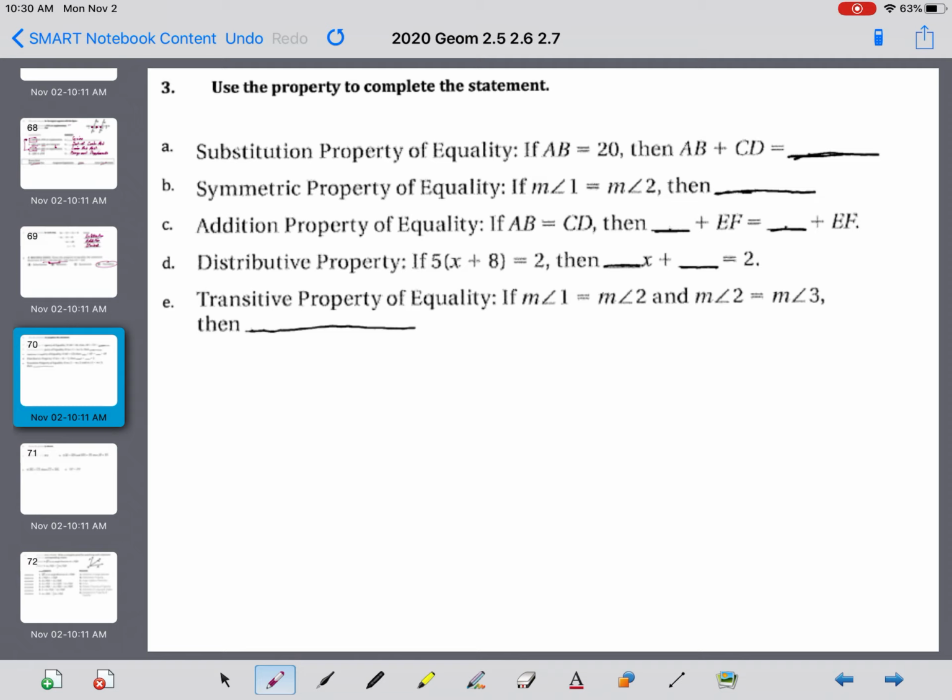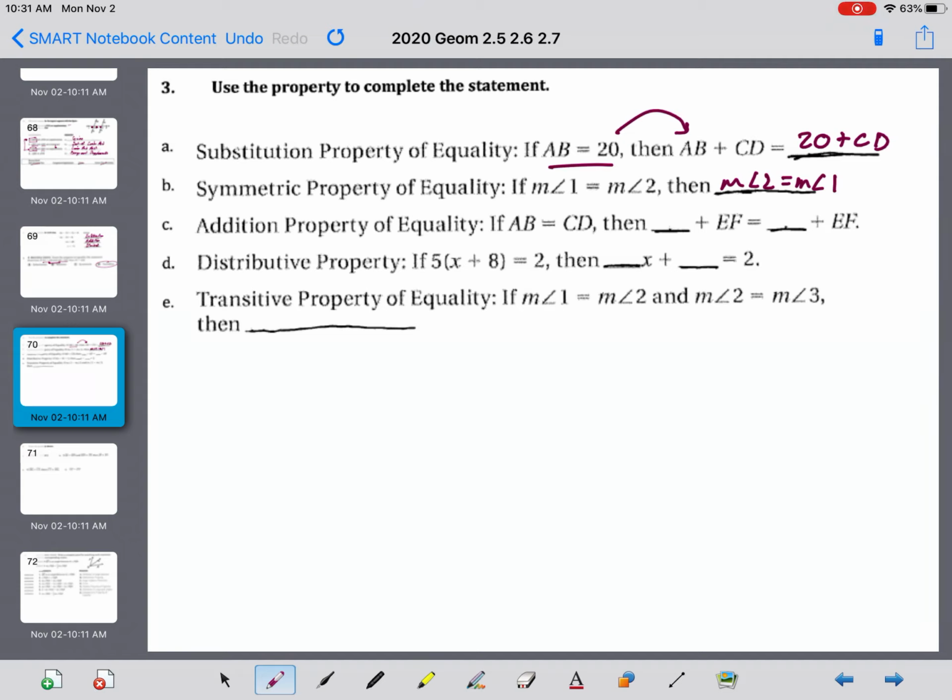Looking at 3, A, B, C, D, E. Substitution property says I can sub something in. If AB is equal to 20, then I can put the 20 where the AB is. So I'm subbing out the AB, putting the 20 in for AB. Symmetric, that's where you flip around the equal sign. Measure of angle 2 equals measure of angle 1. Flip the left and the right side.